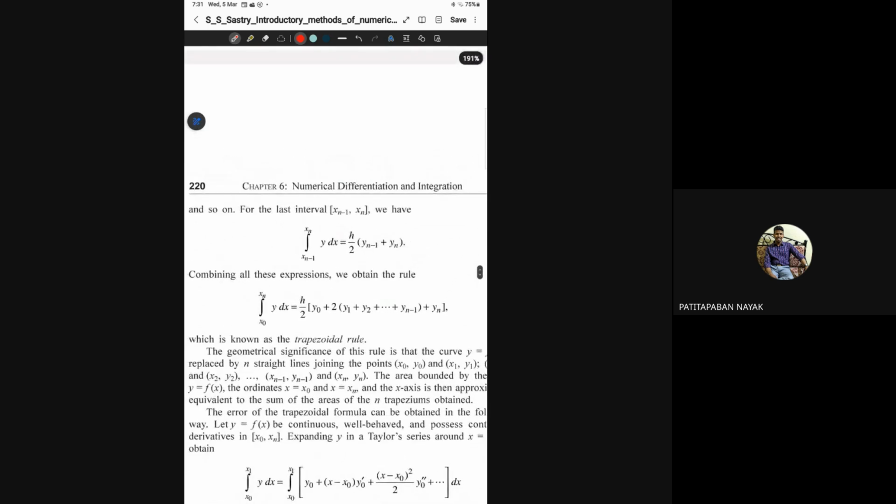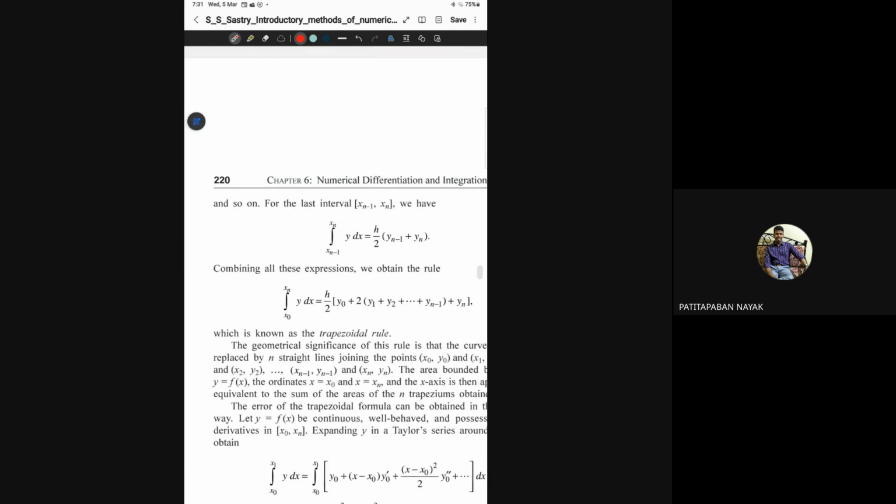If you use that, this is what you are getting: h by 2 (y0 plus y1). Same formula, h by 2 (y0 plus y1). Then y1 plus y2, y2 plus y3. It will keep on doing that, right? So finally, what you will get? Finally, if you add all these expressions, it is the thing.